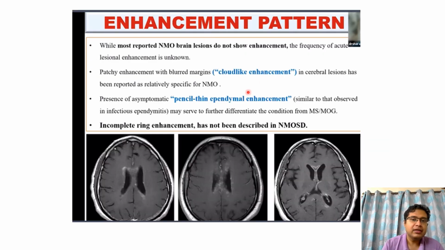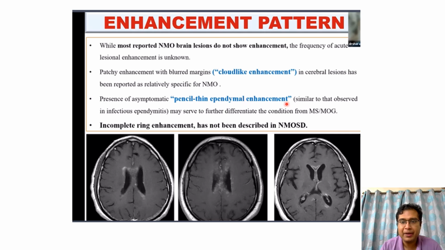The enhancement pattern in case of NMOSD typically is only of two types: cloud-like enhancement and pencil-thin ependymal enhancement. There is patchy enhancement with a blurred margin in the cerebral lesions, which is referred to as cloud-like enhancement. These are the cloud-like enhancements that are seen in the post-contrast images.